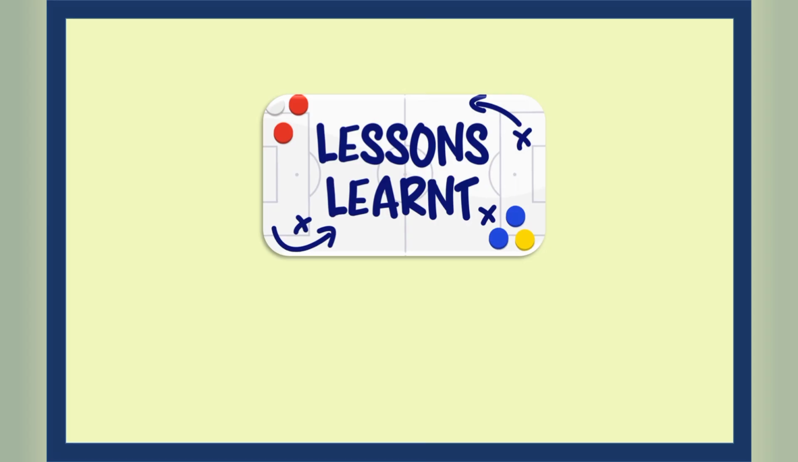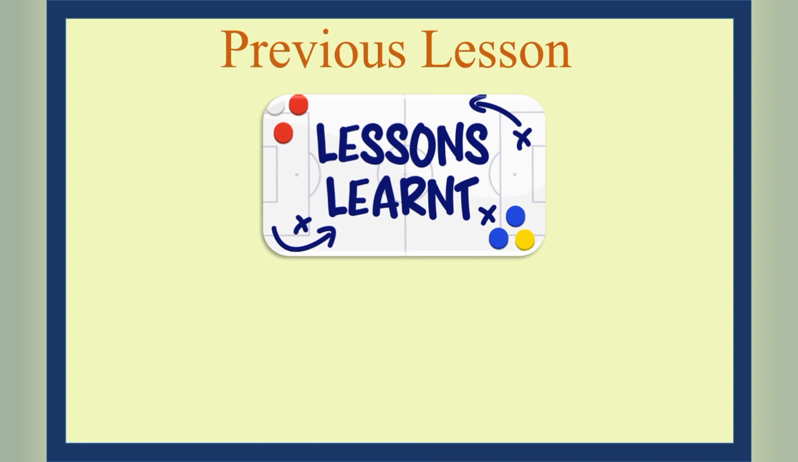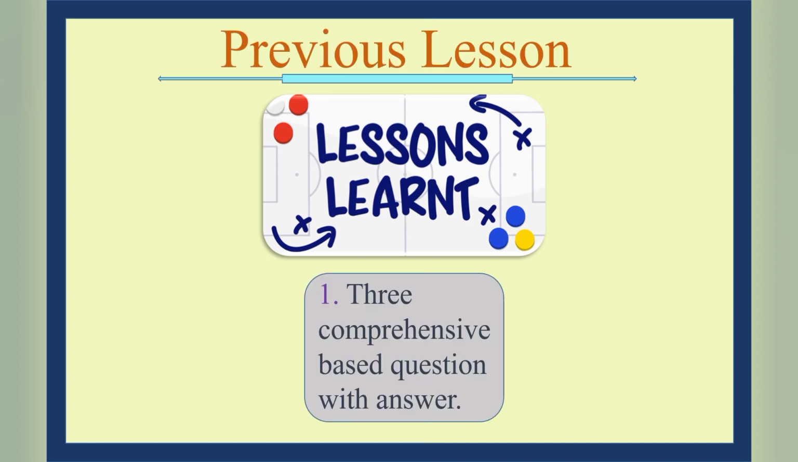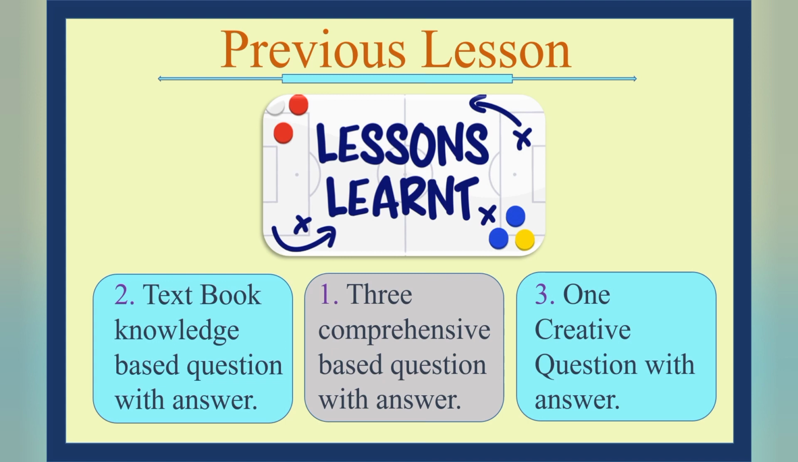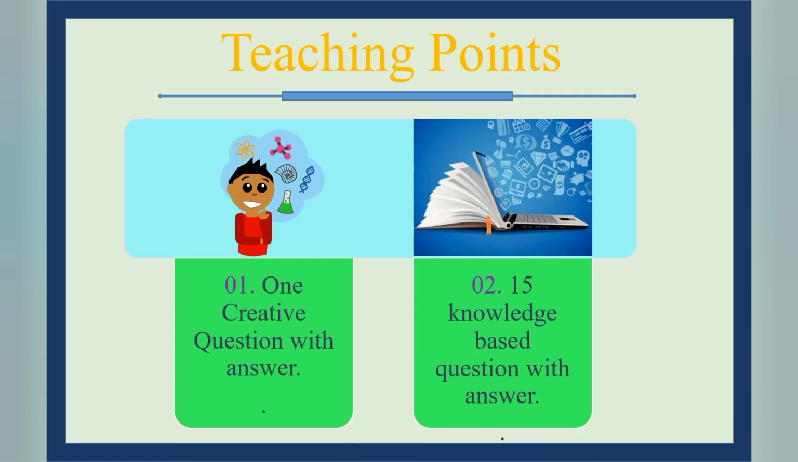Okay, so what we have learned in the previous lesson: 3 comprehension based questions with answers, also textbook knowledge based questions with answers. Can you remember them? It was like which knowledge based questions were from your textbook, and also 1 creative question with answer. So we have completed both tasks, right? Book, textbook task. Now it's the time for today's lesson.